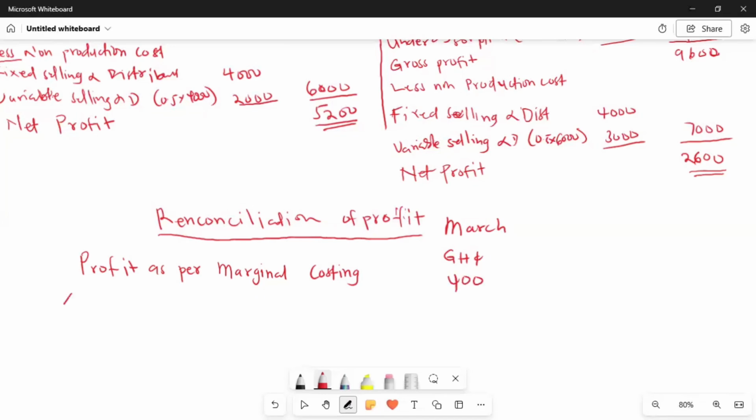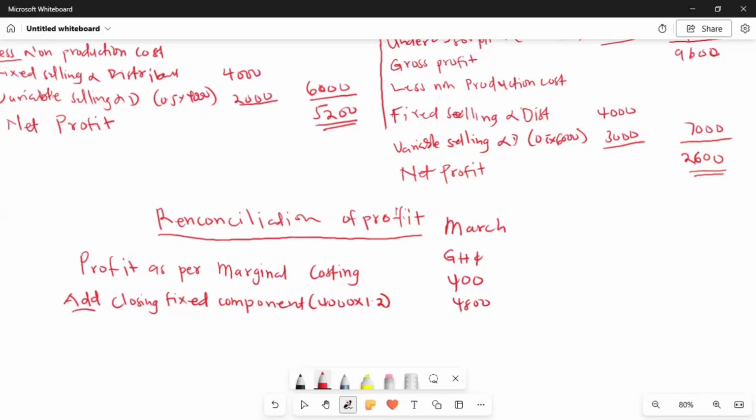Then we add the closing fixed component. So what we are trying to say is find the closing units in March and multiply by the fixed component, that's the fixed cost per unit. So our closing units in March, as per marginal costing, is what? 4,000 units. So we multiply 4,000 by 1.2, which will give us 4,800.